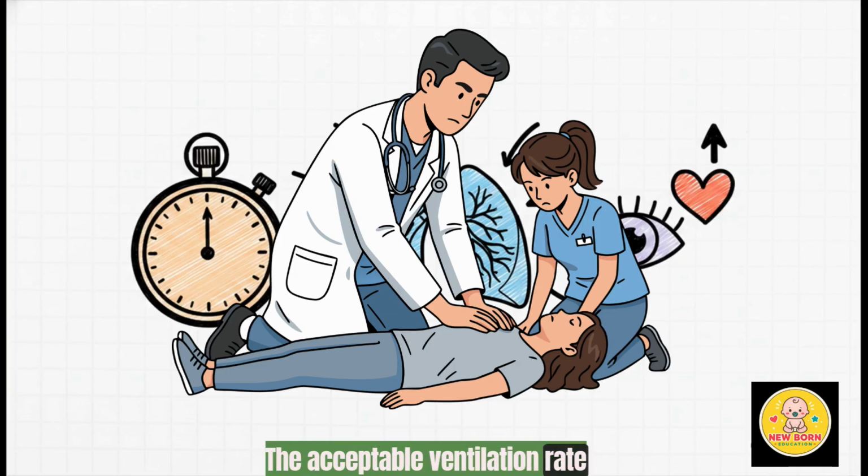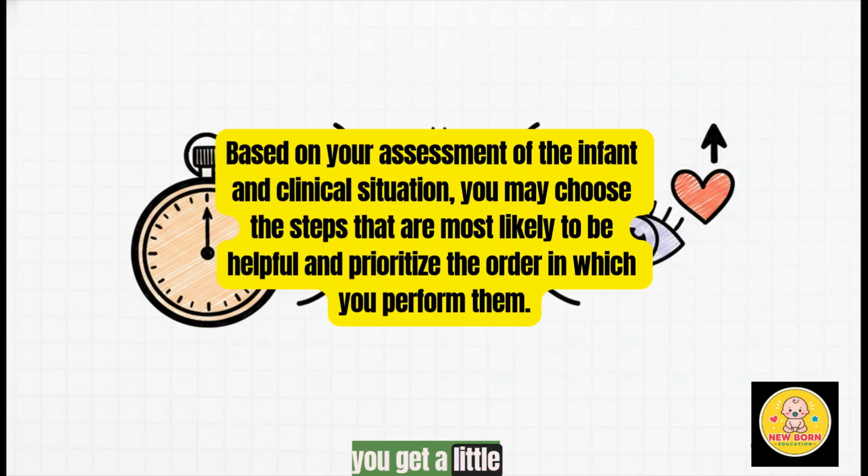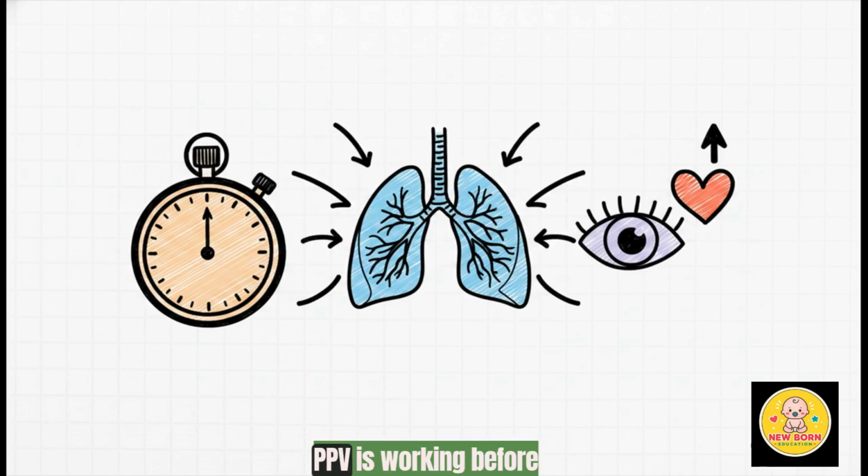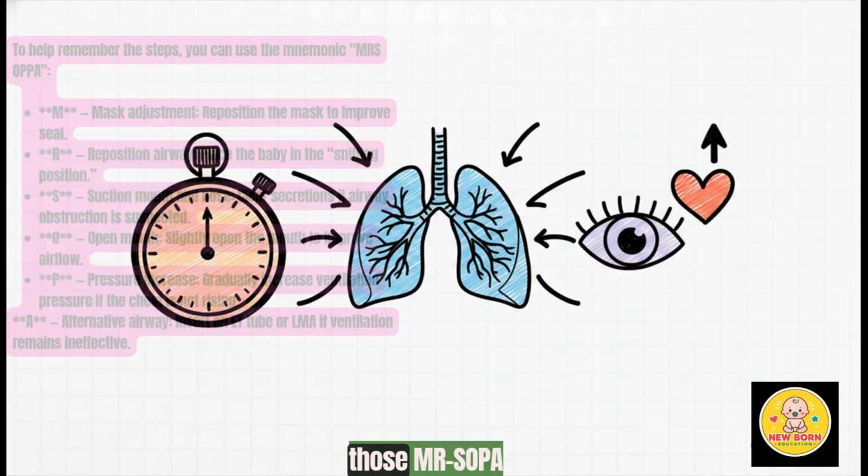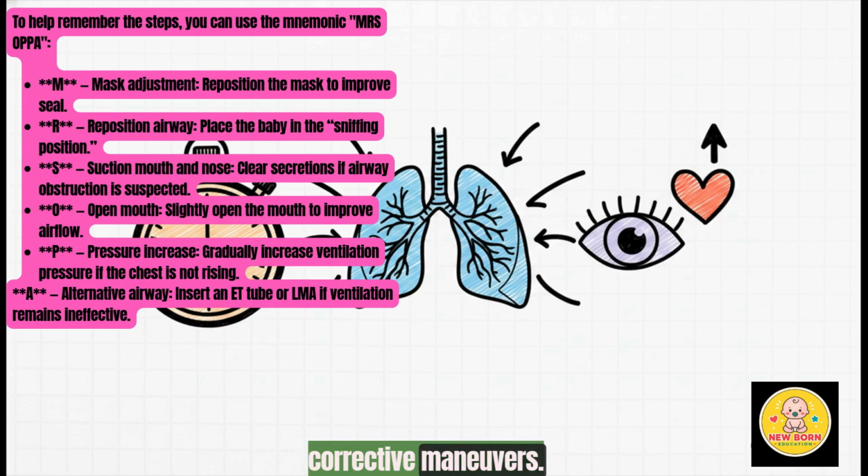The acceptable ventilation rate is now a much broader range of 30 to 60 breaths per minute, which honestly gives you a bit more operational flexibility depending on what's happening in front of you. Plus, you get a little more breathing room, pun intended, to assess your ventilation. You now have an extended window of 15 to 30 seconds of observation to see if your initial PPV is working before you have to trigger those MRSOPA corrective maneuvers.